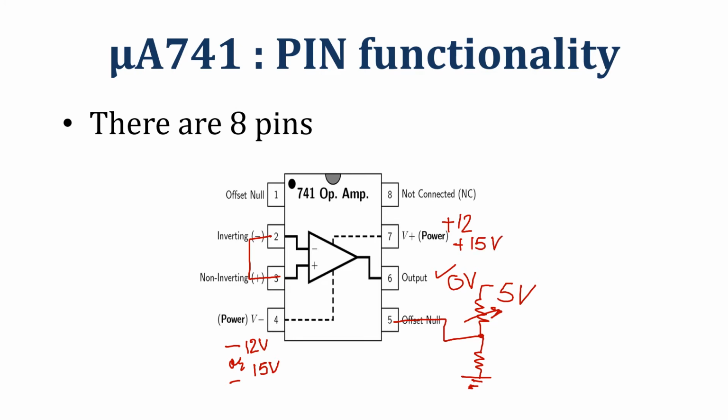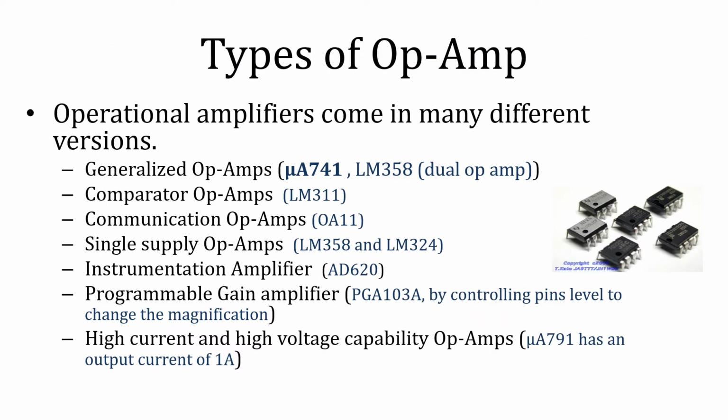So let's move ahead. Now we'll discuss various types of op-amps available in the market. The most popular or generalized type of op-amp is Micro A741. Again, I have earlier told you that this has been proposed by Fairchild Semiconductor. So this is the most popular one, very generalized one. There is another IC from National Semiconductor with series LM358. It has two operational amplifiers in a single IC.